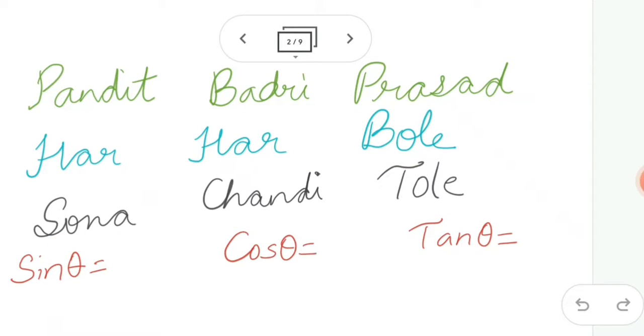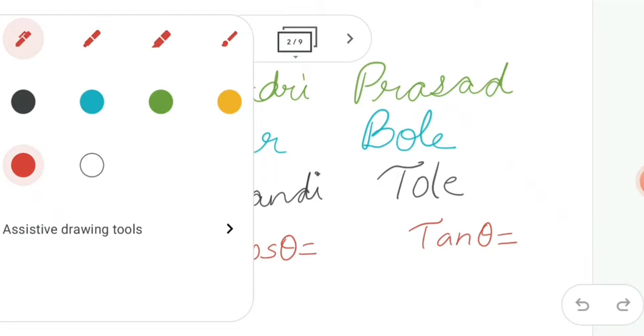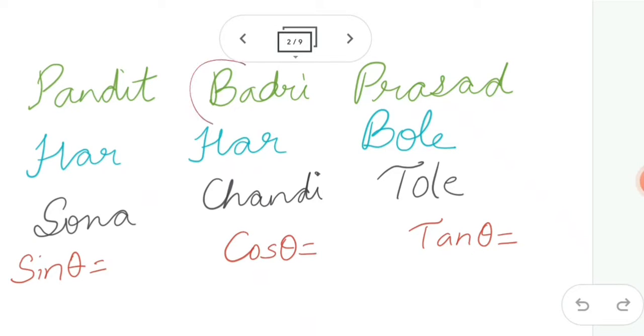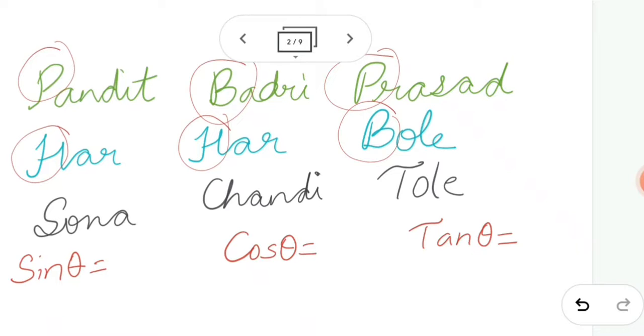Now we need to focus on the first alphabet only. From Pandit we will take P, and from Badri we will take B. Similarly from Prasad we will take P. Similarly har we will take H. Bole we will use B. Sona chandi S, C and T. Like this we will be using.